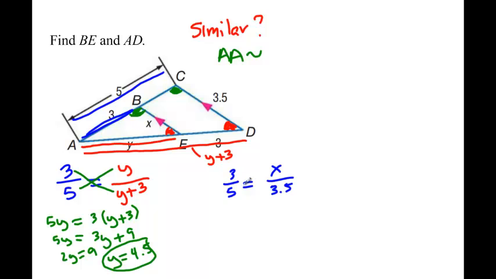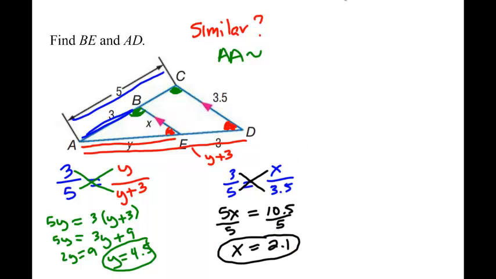This one doesn't look so bad. X times the 5 is 5X, of course. And 3 times the 3.5, let's see, 3 times 3 is 9. I think that's 10.5. You'll have to check me. Tell me in class if I'm wrong on that. Divide both sides by 5, and X alone would be 2.1. Sure hope that's right, because I know I'll hear it if it's not.